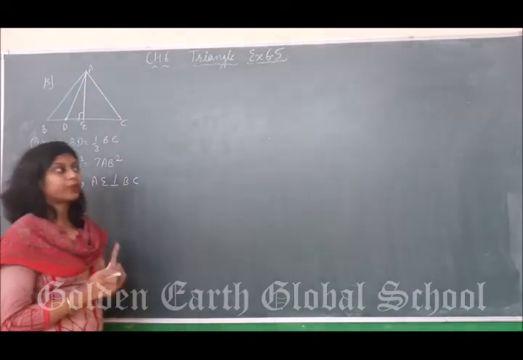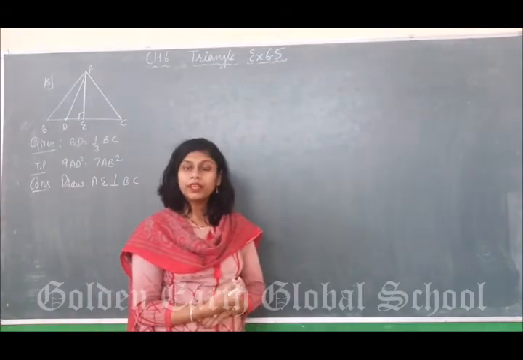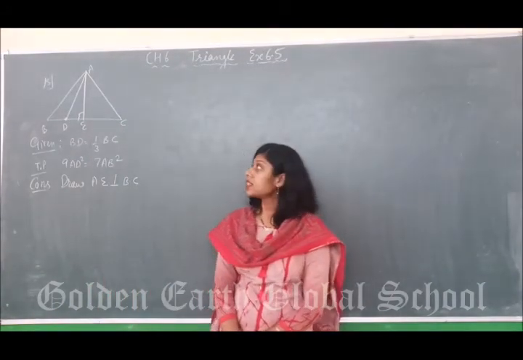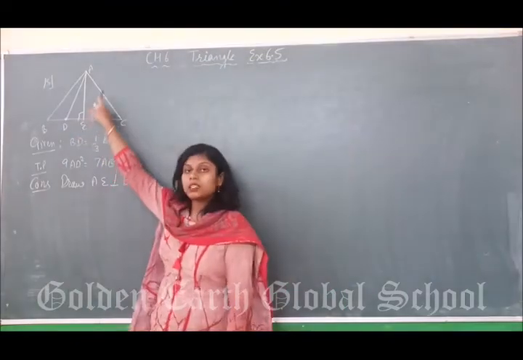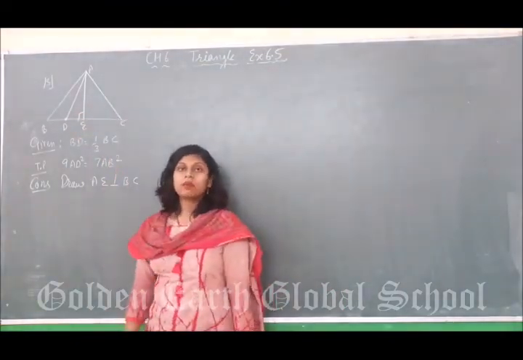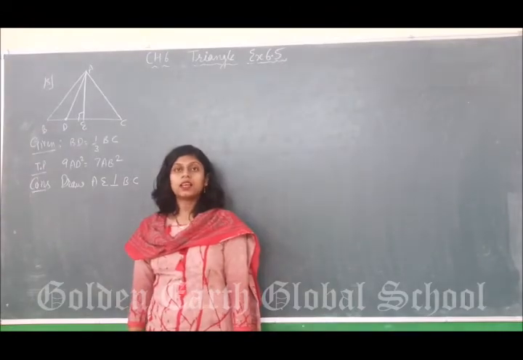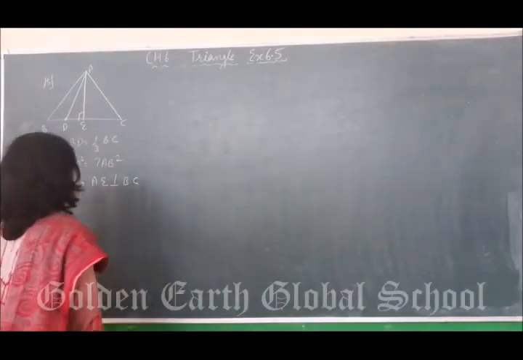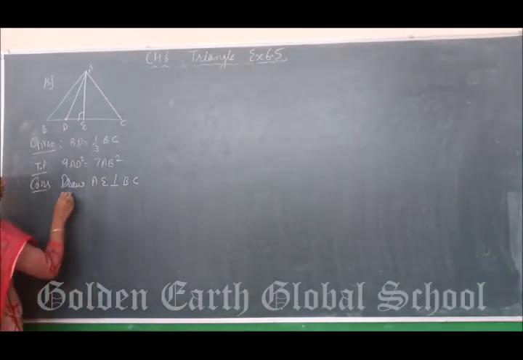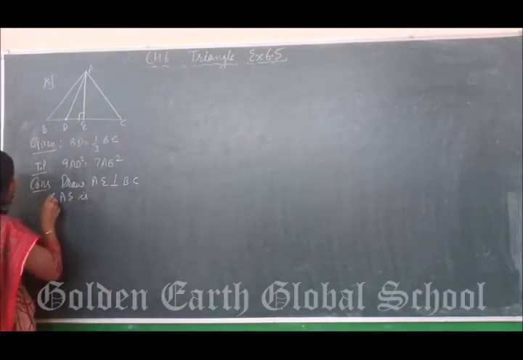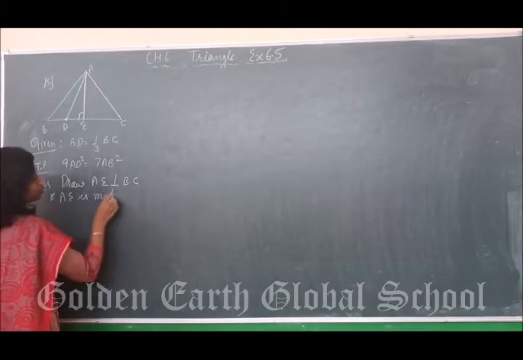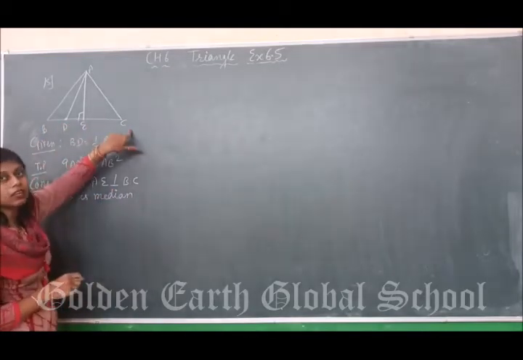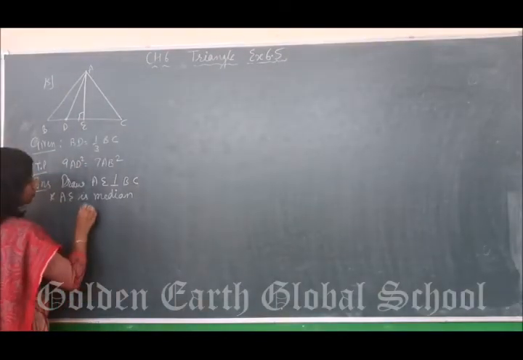Now we know in an equilateral triangle the perpendicular or altitude is the same as the median. So we can say this AE is the median of triangle ABC. We can apply this result also, that AE is the median, which means BE and CE are equal in length.